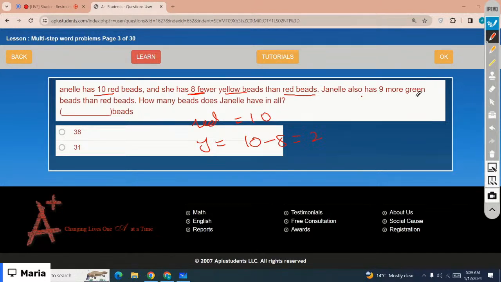The green beads are 9 more than red, so 10 plus 9 is 19. That means the green beads are 19. How many beads does Janelle have in all? So you need to add 10 plus 2 plus 19. Which is the correct option?